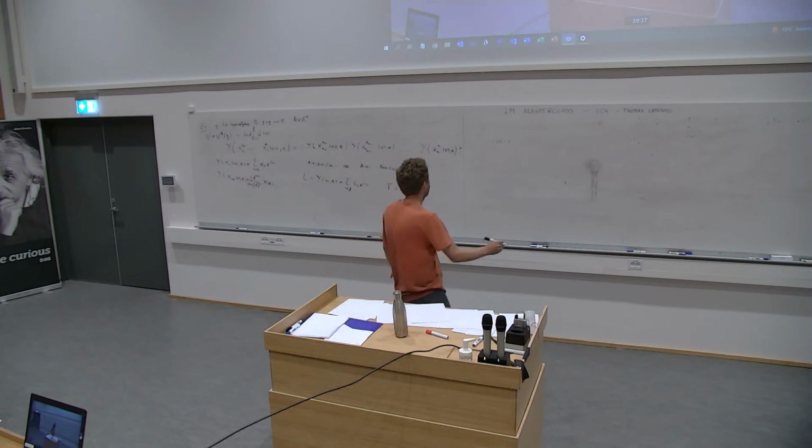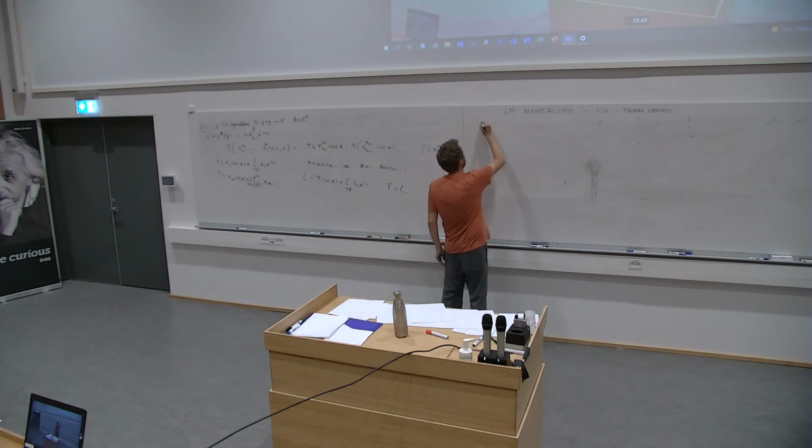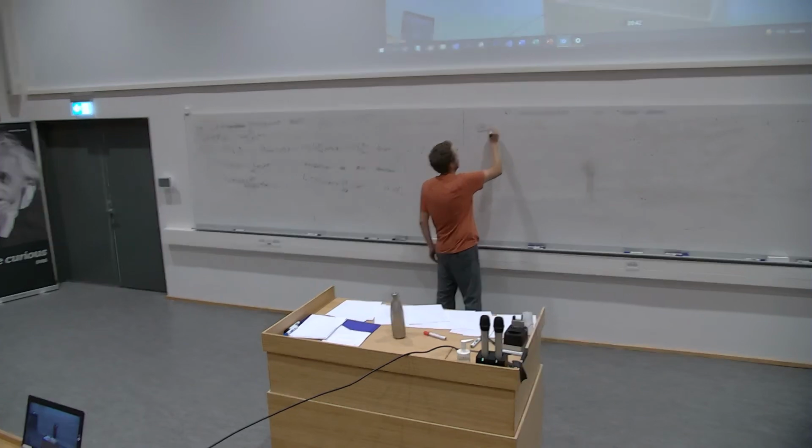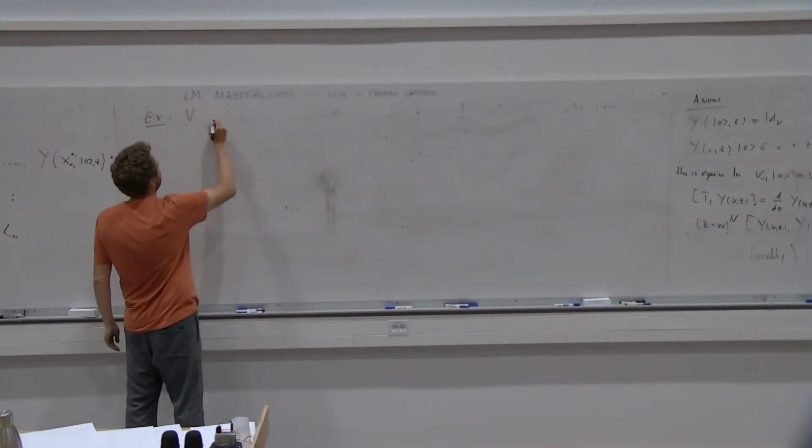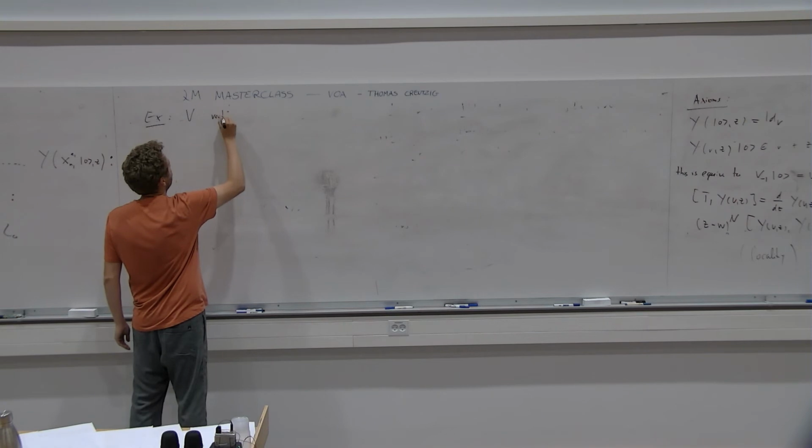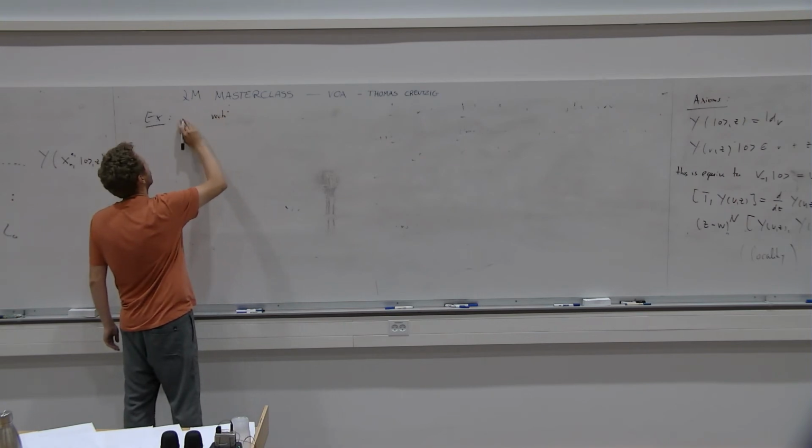Okay, so let me just give you two examples of VOAs. So what we do is we take V to be a finite dimensional vector space. That's not a good name.